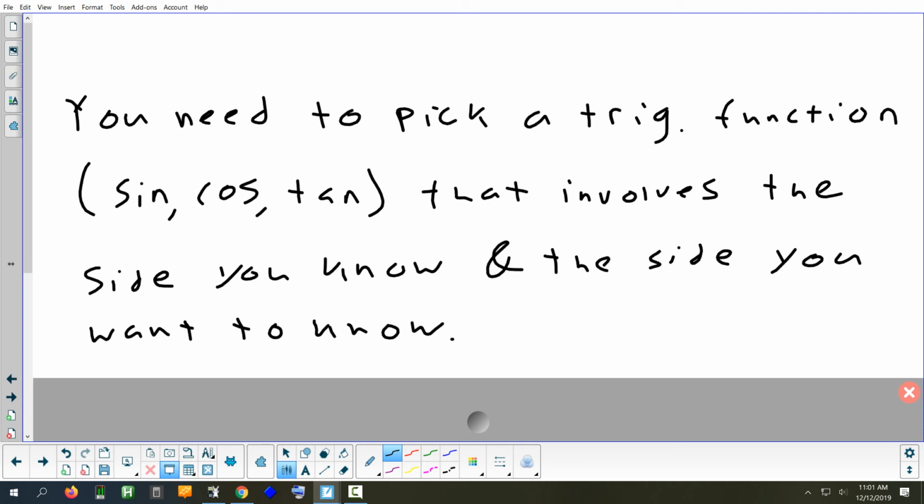The way you decide which one to use is you look at the information they gave you and look at what you want to know and figure out the names of those sides. Like if they gave me the opposite and I'm trying to solve for hypotenuse, I'd say, okay, which function has opposite and hypotenuse in it? It would be sine. If they gave me the adjacent and I want to know the opposite, okay, now I'm going to use tangent. So we just have to figure out which trig function to use based on the sides we know and the side we want to know.